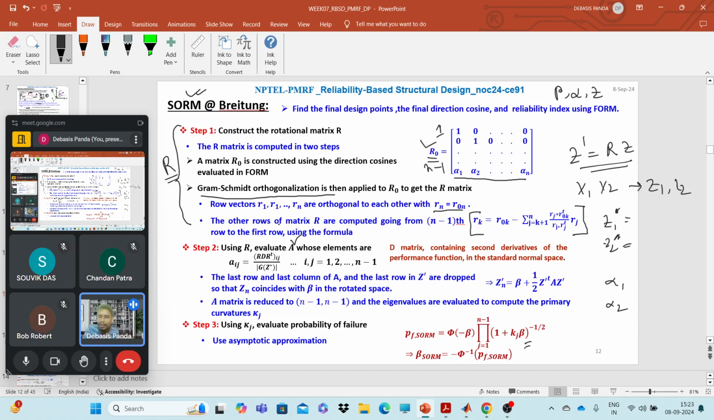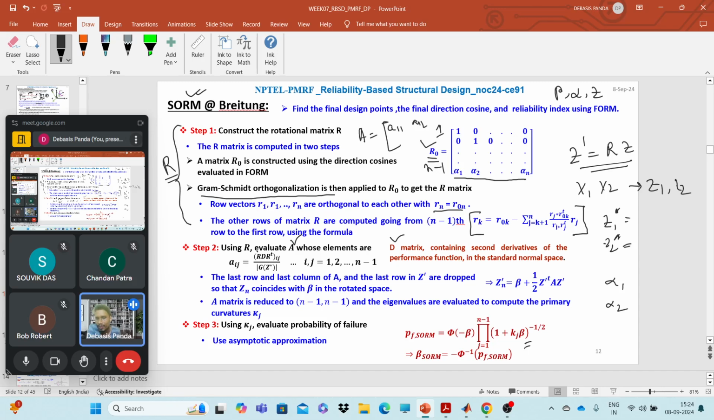So the A matrix is a matrix whose elements are A_ij. Each element of this A matrix, so A11, A12, these elements will be nothing but R D R transpose divided by the Euclidean norm of the gradient of G at Z star. Now what is D? D is the matrix which contains the second derivative of the performance function in the standard normal space. That means it incorporates the curvature within our estimation of the probability of failure.